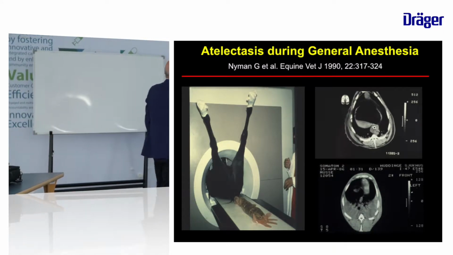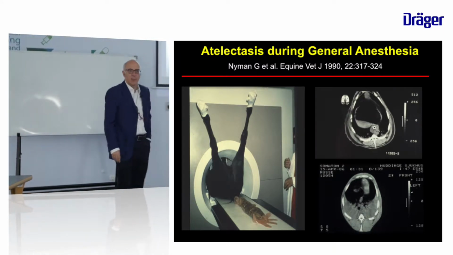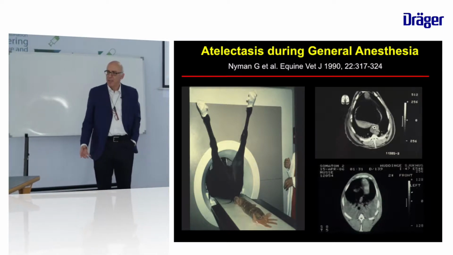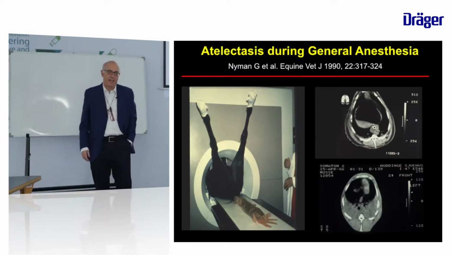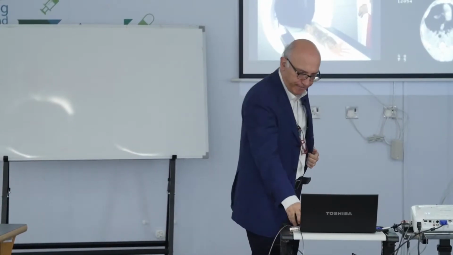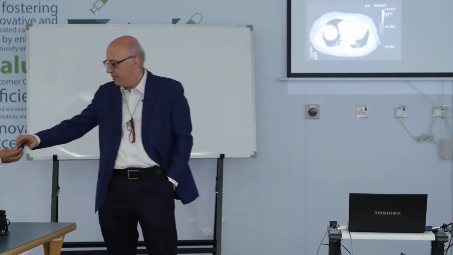So when the animal was paralyzed, you see there was a major reduction in the lung volume, the black area, and a major increase in the white area. So the atelectasis is in the dependent part of the lung of the pony, also because the thorax of the pony is very high. And this occurs also in humans, and these are CT scans for humans.